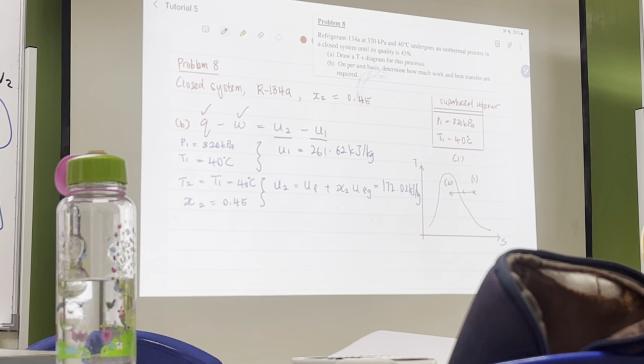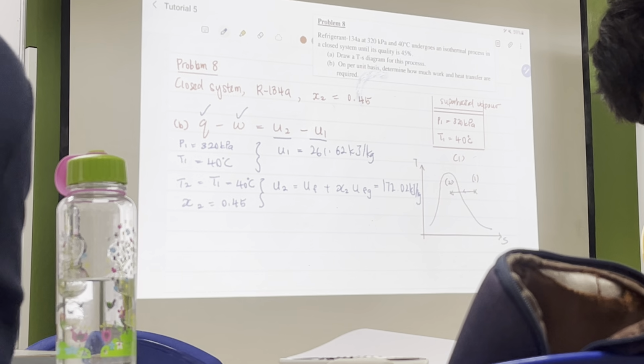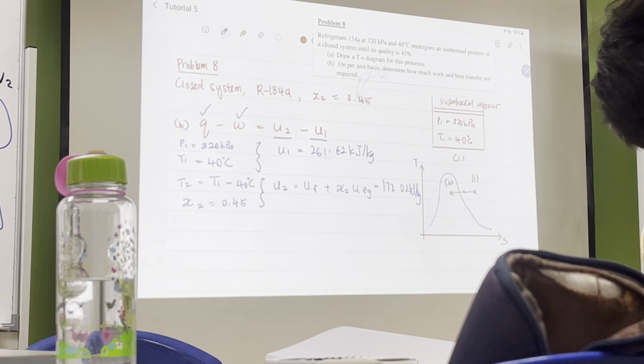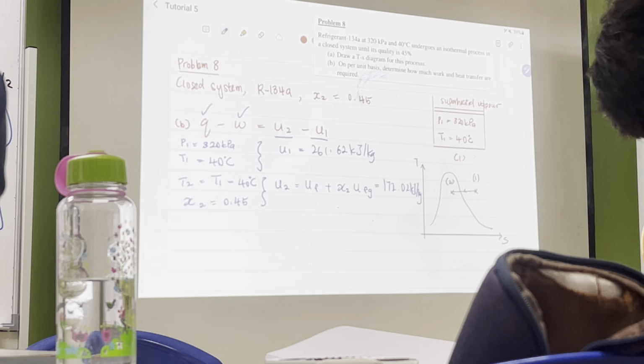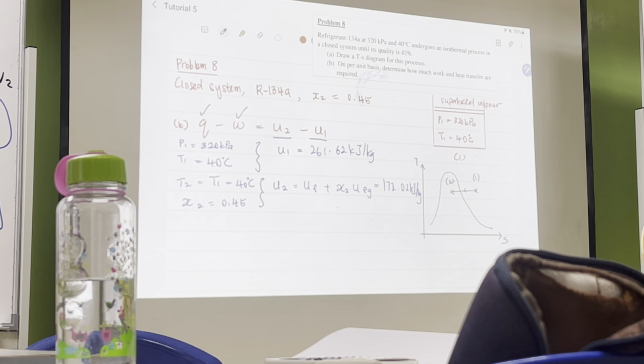Alright, but now we still have two variables, and the two variables are actually what the question is asking for, which are Q and W. So you need a way to find out these two things. What can we do here? Can you recall anything from this morning? What does the area under the graph of a TS diagram represent? It's heat transfer, right? So meaning you can actually find Q in this case.